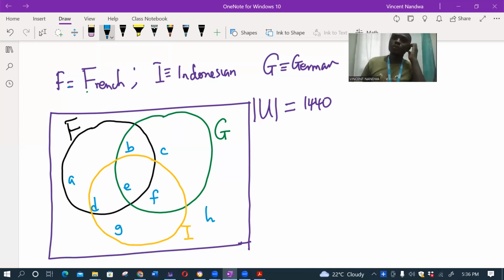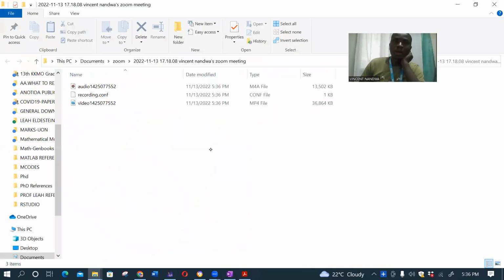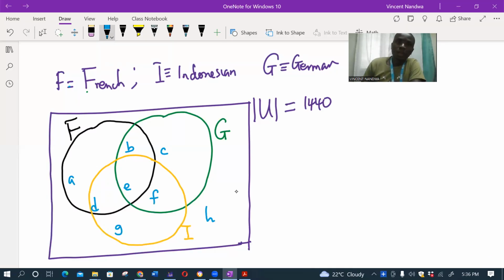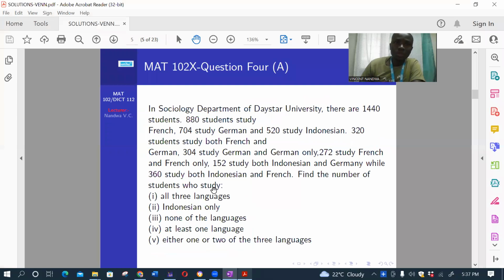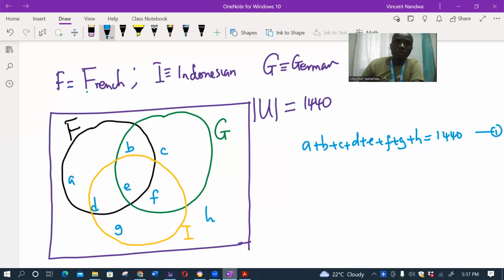It's very clear from the information given that if we add A, B, C, up to H, we get 1440. Call this equation 1. From the information, 880 study French. So if we add the values in the black circle, A plus B plus D plus E should be 880. Call it equation 2.